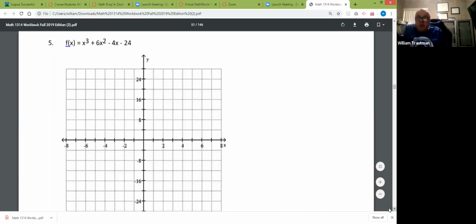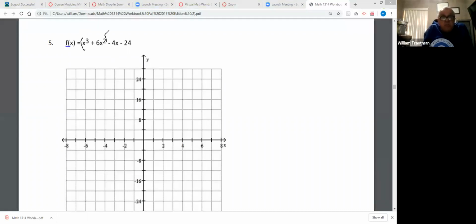How many terms are there? There are 4 terms, so we have to use the 4-term method to factor. Remember the 4-term method? Parentheses around the first 2, parentheses around the second 2, and make sure there's a plus sign between them.